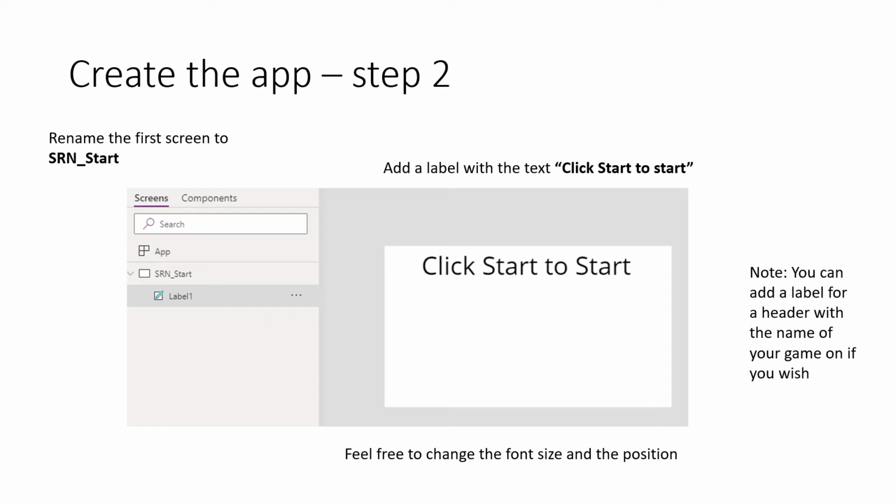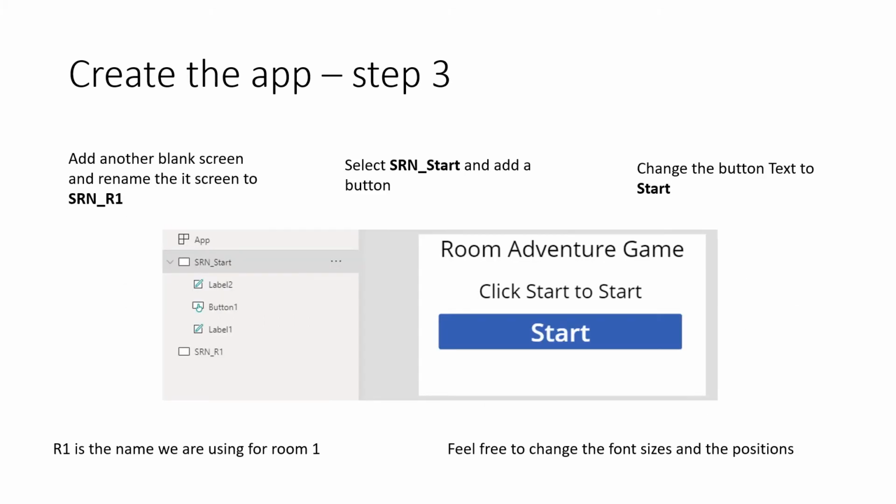You can also add a label with a header. I've done that, as you can see from the next slide. So I've added another label, which is the name of my game, and still got the click start to start, and then I've just added a button.